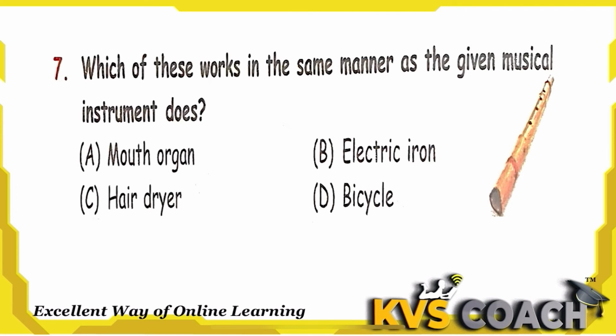Next is: which of these works in the same manner as the given musical instrument does? Mouth organ, electric iron, hair dryer, and bicycle. This is a flute. Yes, with a flute, what do we do? We play music. When we blow air inside it, then music plays. The same working is for a mouth organ. In a mouth organ, we blow air, then it plays music. Electric iron, no, this is used to iron clothes, hair dryer is for drying hair, and bicycle is for riding. So option A is the right answer.